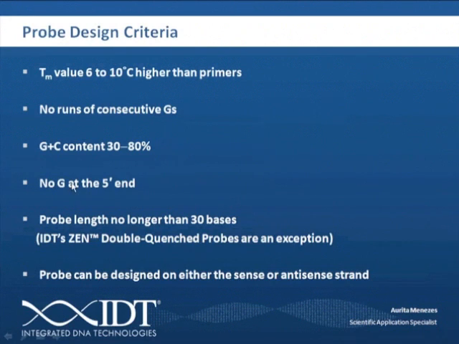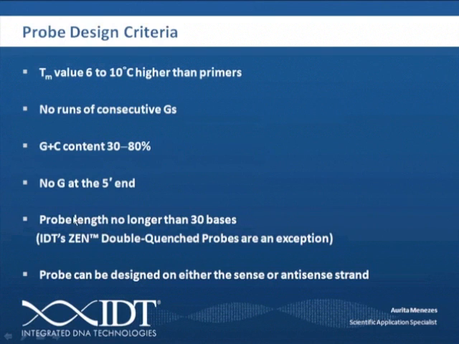Especially with fluorescein dyes such as FAM, G base has a tendency to quench FAM. So automatically, if your probe starts with a G, your sensitivity is impacted. So we do try and avoid designing a probe with a G at the 5' end.